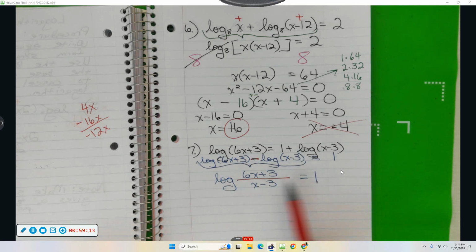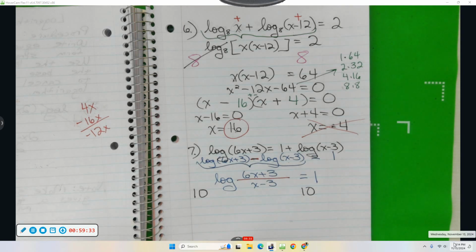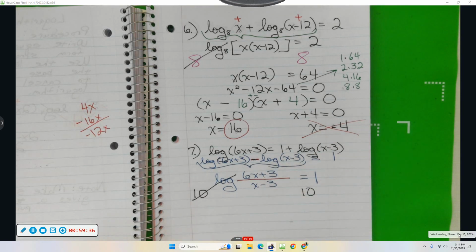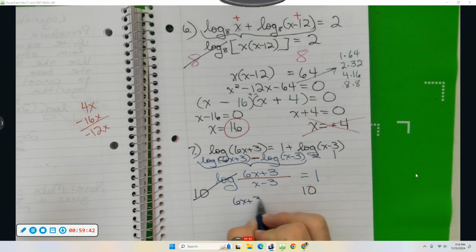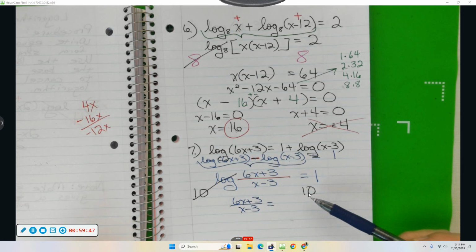All of this stuff here is about to be turned into exponents. What am I going to put here and here as the base? If we see log and no subscript, what do you assume that subscript is? 10. So we're now going to use a 10 as our base on both sides. 10 to the common log cancels. That leaves me 6x plus 3 over x minus 3 equals 10 to the first power, which is 10.